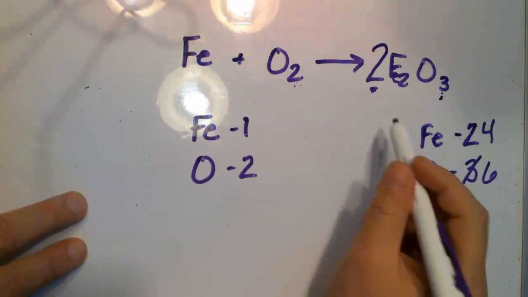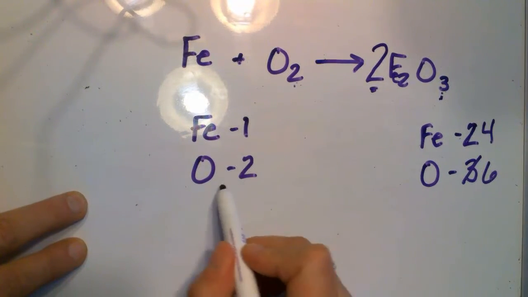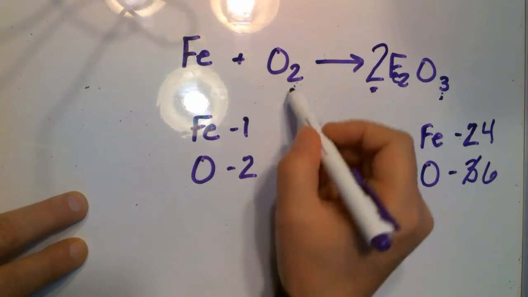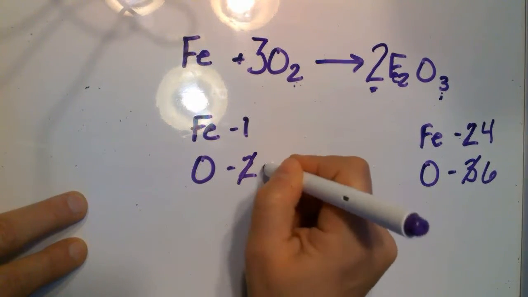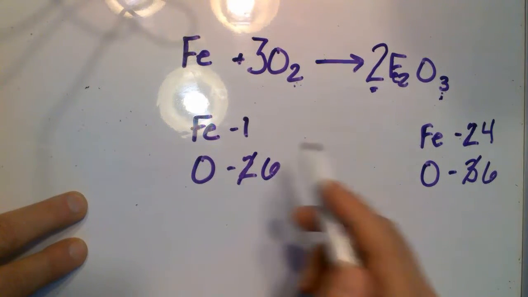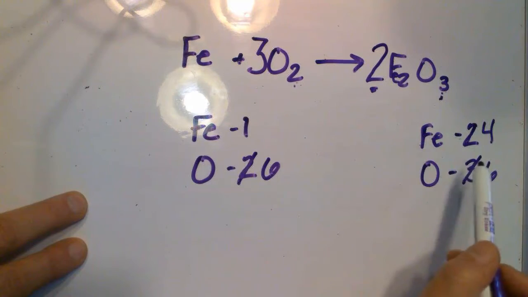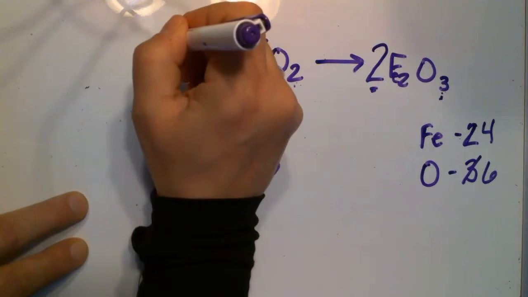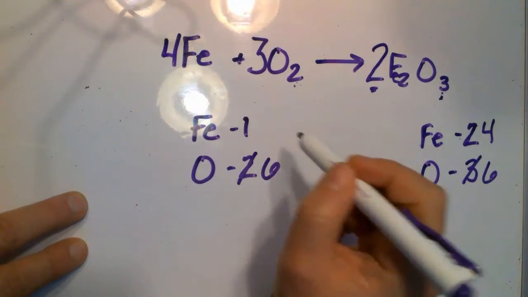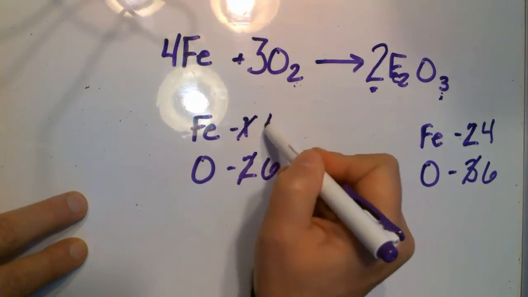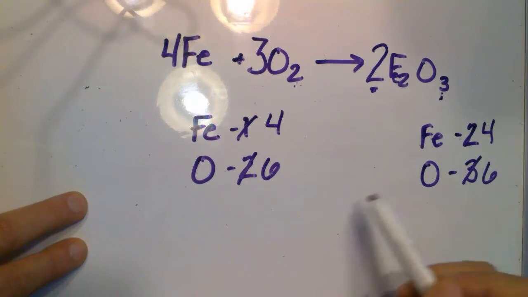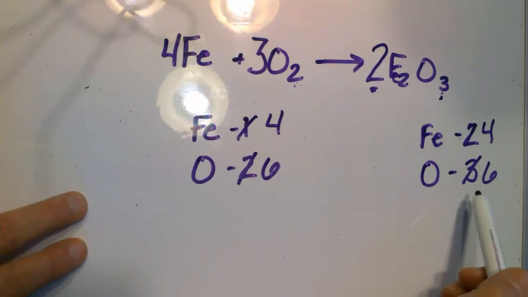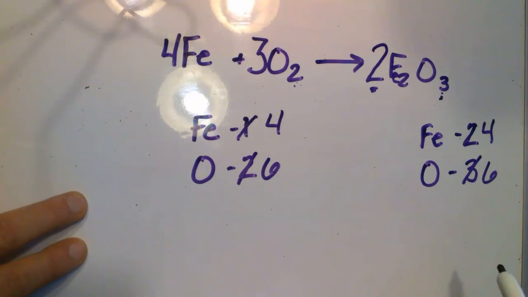But we're still not balanced. So then over here, in order to get 6 oxygens, we could put a 3 here, 3 times 2. That will give us 6 oxygens. But our irons aren't balanced. There's 4 over here, and there's only 1 here. So I can just easily add 4 irons there, and now I have 4 irons on this side, 4 irons on this side, 6 oxygens on this side, and 6 oxygens on that side.